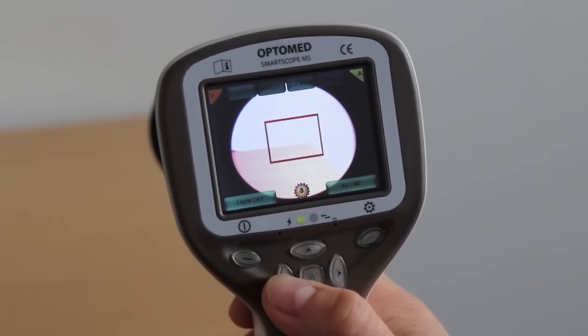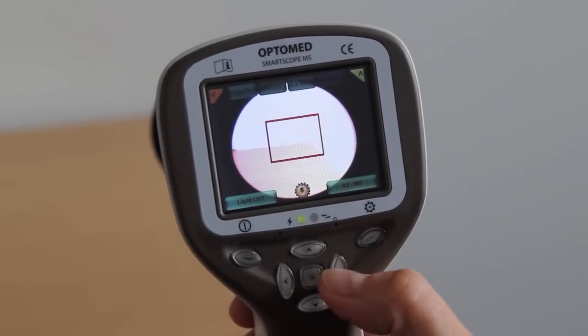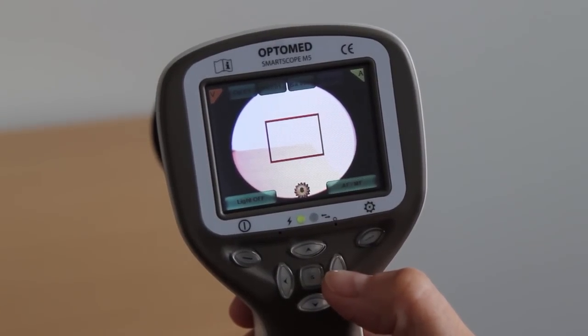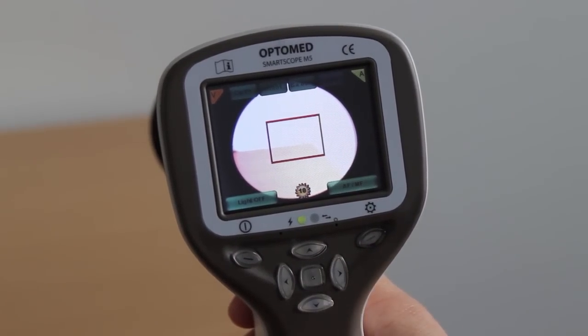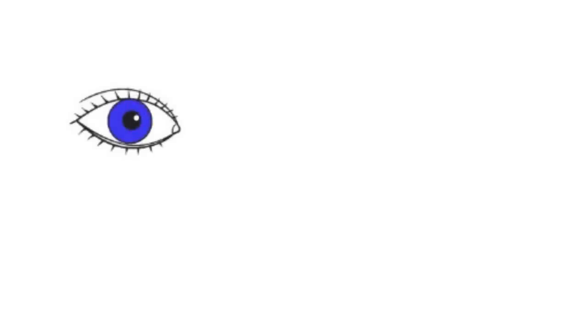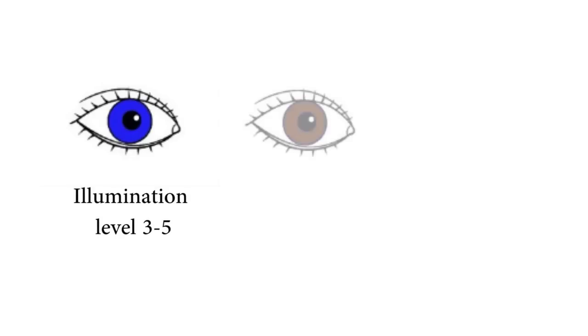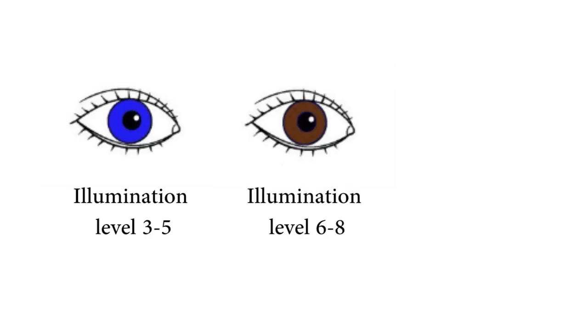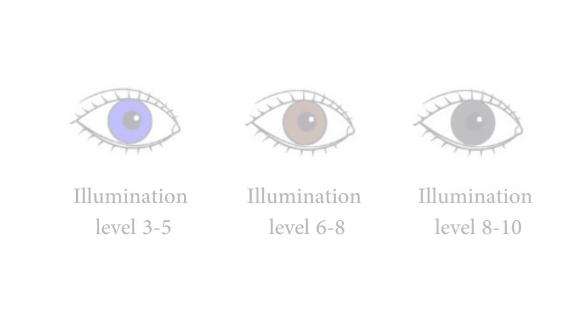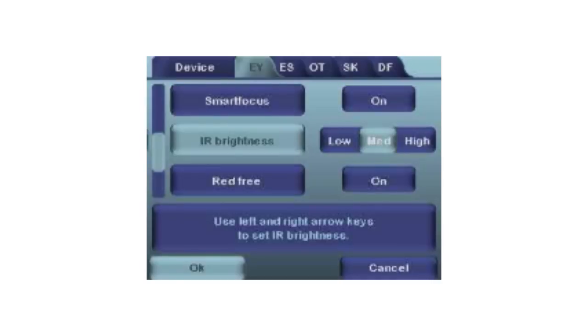Illumination level. The illumination of the white light flash is adjusted by pressing the left and right arrow keys. There are altogether 10 brightness levels with a default value of 5. Suitable illumination for a person who has blue eyes is typically in the 3 to 5 range. For brown eyes, 6 to 8 is recommended, and for very dark eyes, 8 to 10. The level of infrared light brightness is adjusted in the EY menu.